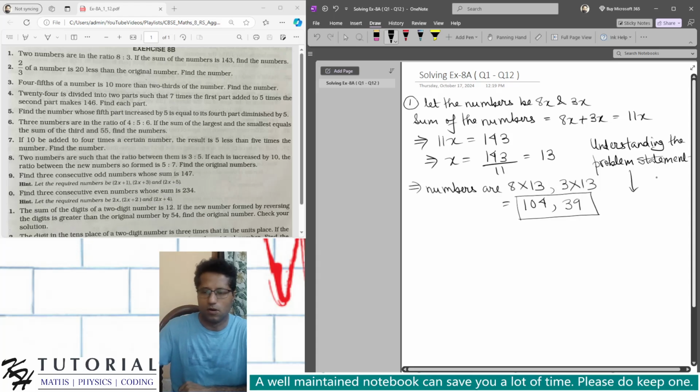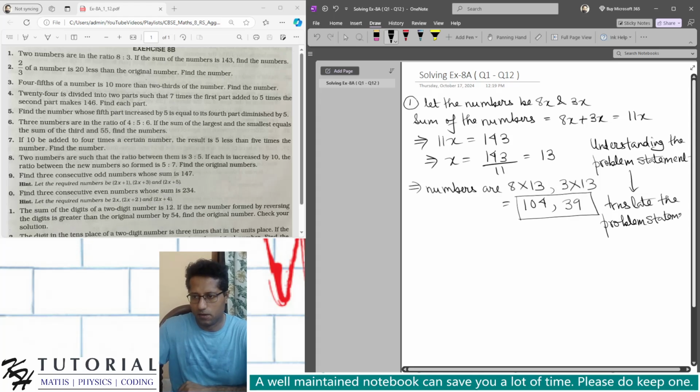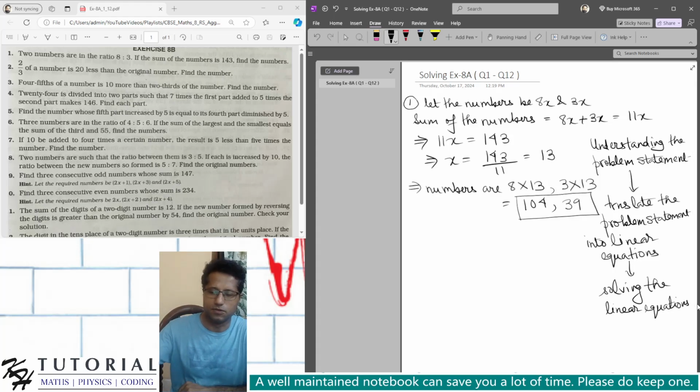The next step is you have to translate the problem statement, which will be a real world problem statement, into linear equations. And the final step is solving the linear equations. So these are the major three steps involved in solving these kinds of problems.